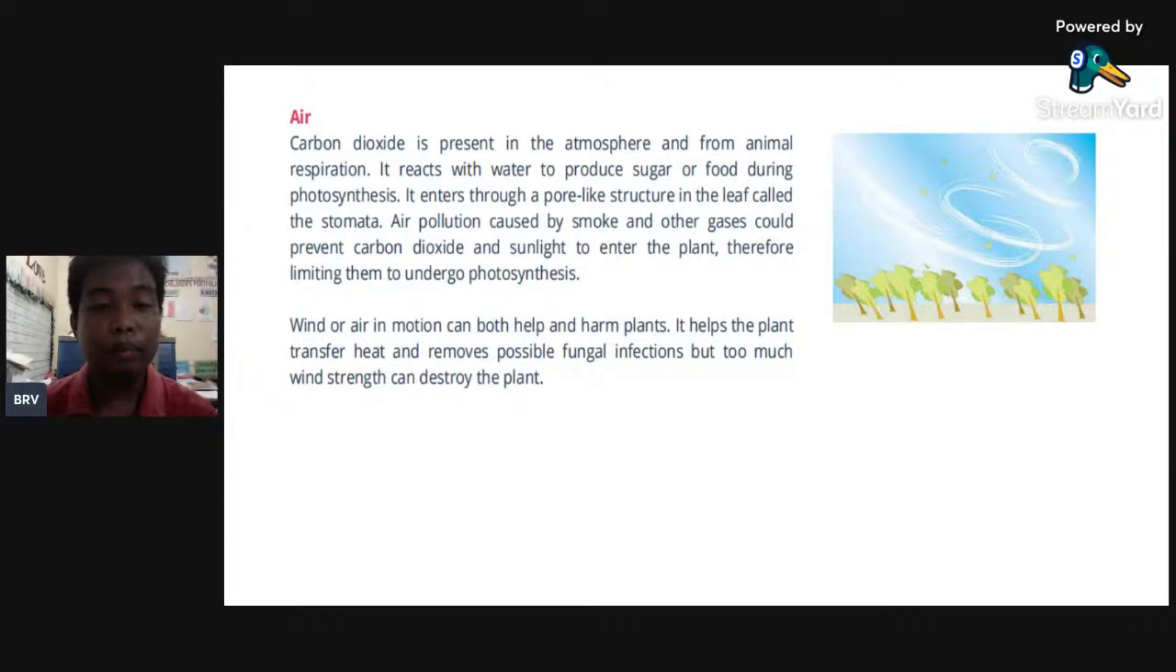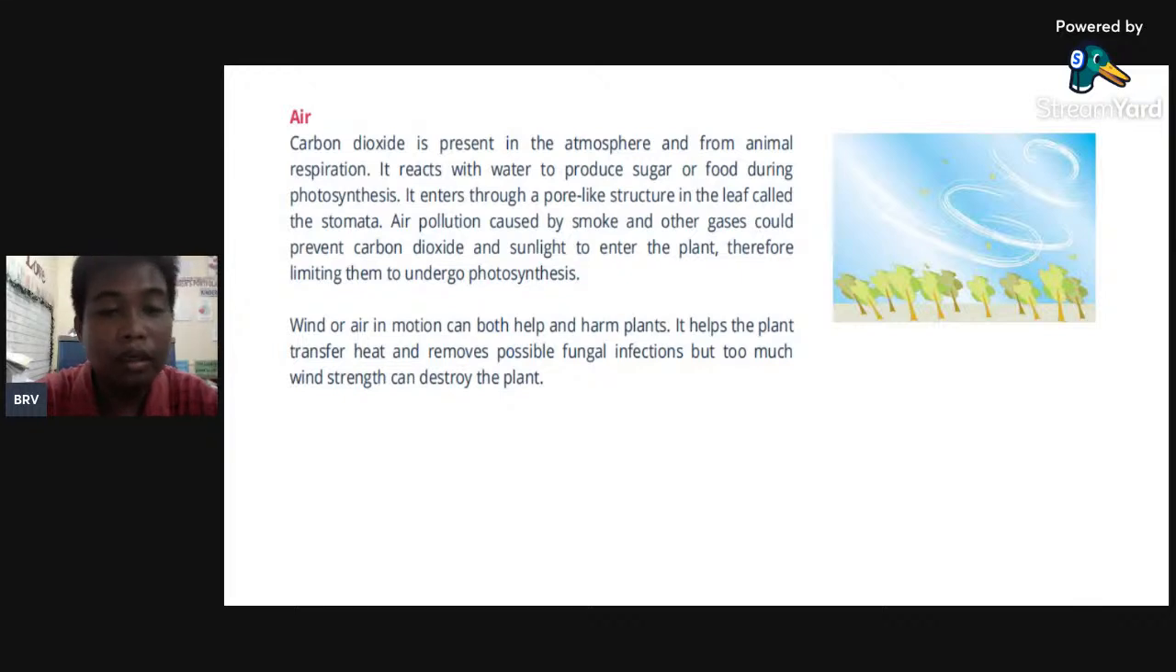It enters through a pore-like structure in the leaf called the stomata. Dito na sa moagi sa stomata, air pollution caused by smoke and other gases could prevent carbon dioxide and sunlight to enter the plant, therefore limiting them to undergo photosynthesis. So kanang air pollution caused by smoke and other gases could prevent carbon dioxide nga makalimit sa ilaha nga mo undergo into photosynthesis.